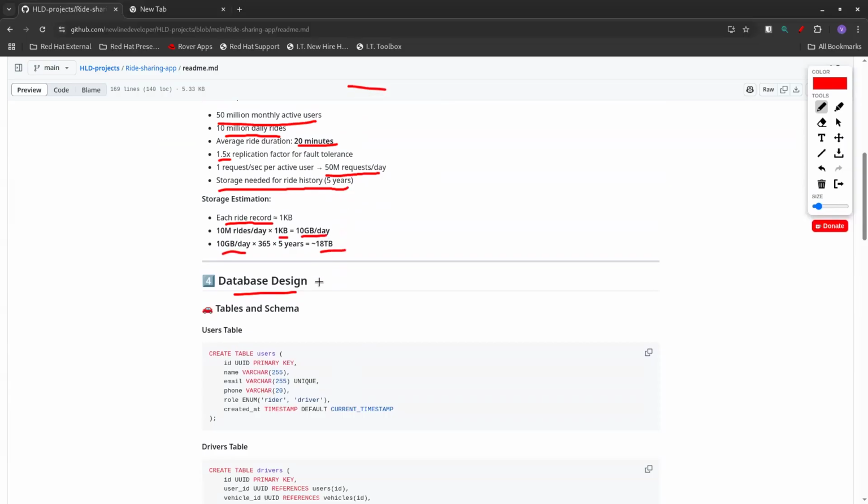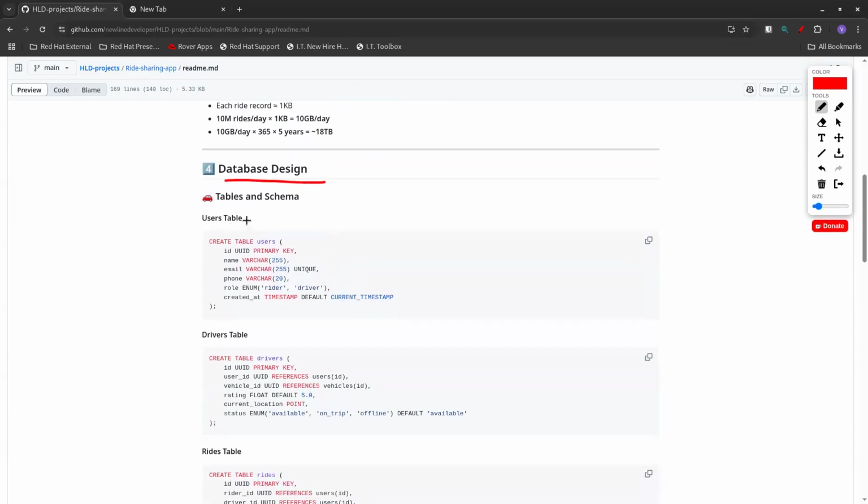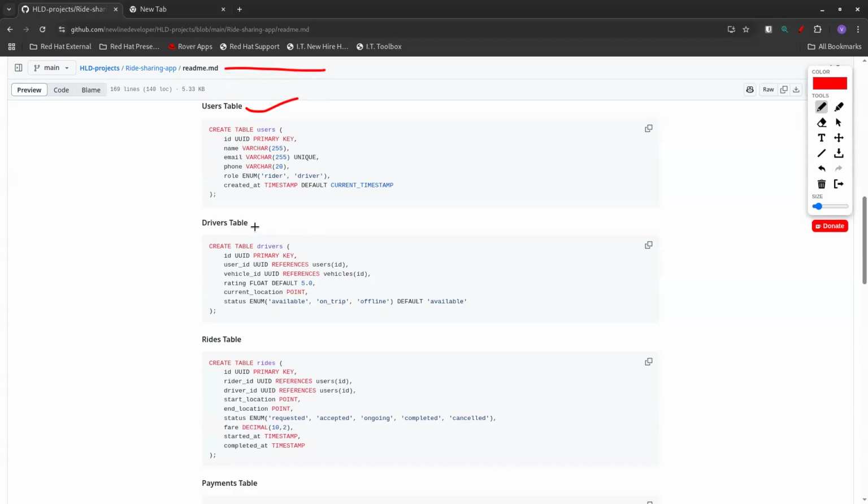Okay, so what are the database designs? What are the tables we need? Table-wise, we need a user table that will keep user details: name, email, phone number, and what their role is, whether it's a rider or driver. Then we can keep a separate drivers table. That will help us track their current location, whether they are available or offline, the user ID, their vehicle ID, the rating they have, where they are currently, and the current status: available, on trip, or offline.